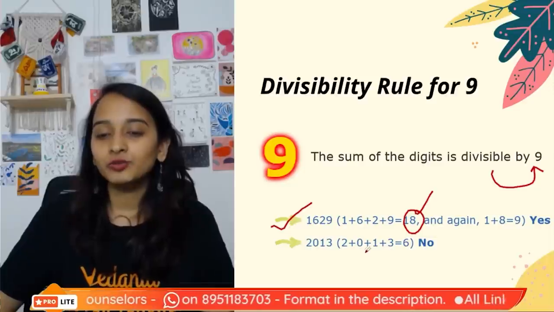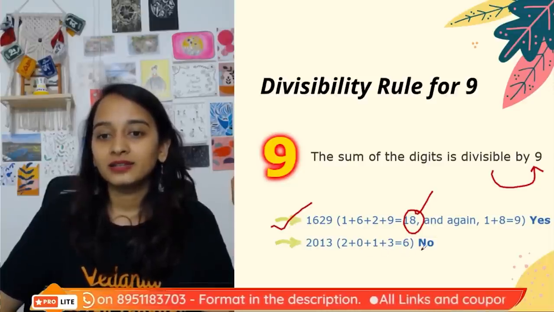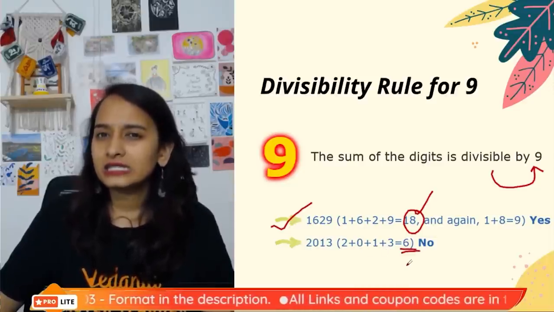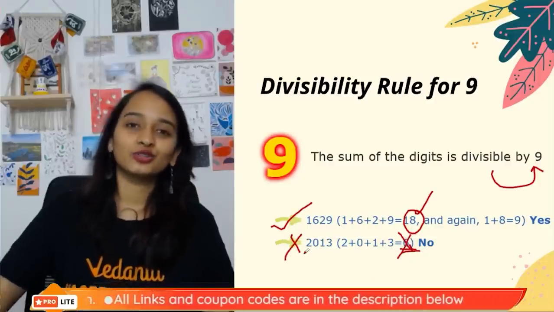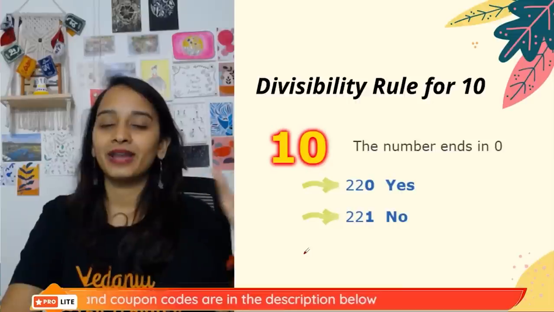2013, you add them, 2 + 1 + 0 + 3, you're getting 6. Is 6 divisible by 9? No. So this entire number is also not divisible by 9.